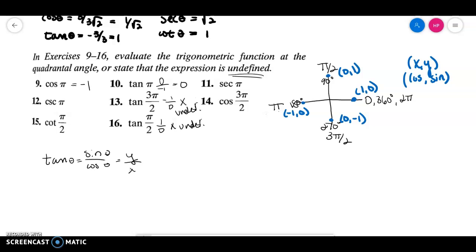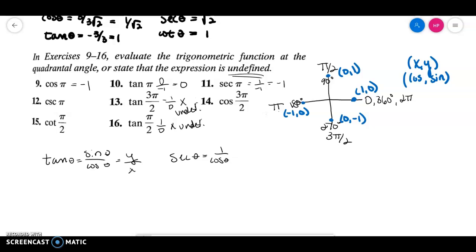Reminders of my others here, and I just have one of each. Secant is the reciprocal of the cosine. And so at pi, the cosine of pi would be -1. So the reciprocal of that would be 1 over -1.